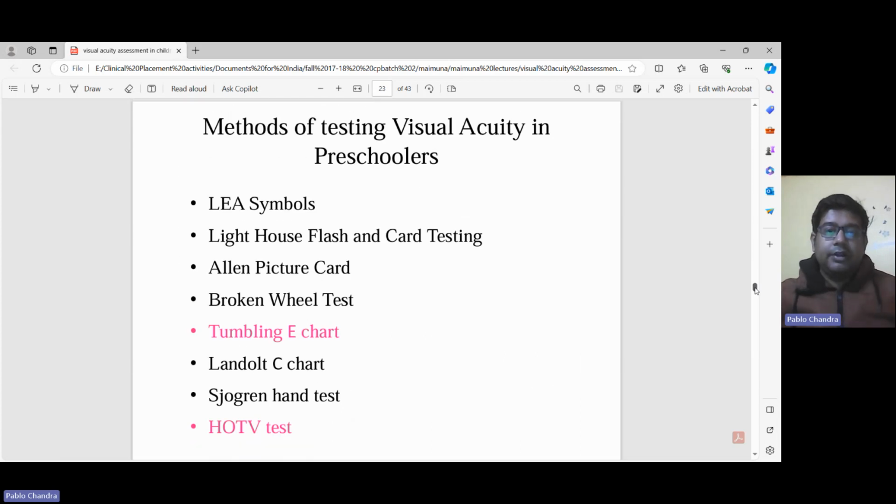Methods of testing visual acuity in preschool are: Lea symbol chart, lighthouse flash card testing, Allen's picture card, broken wheel test, tumbling E chart, Landolt C chart, surgeon's hand test, and HOTV test. So these are the tests we need to do to find out whether preschool patients can see or read the letters or not.